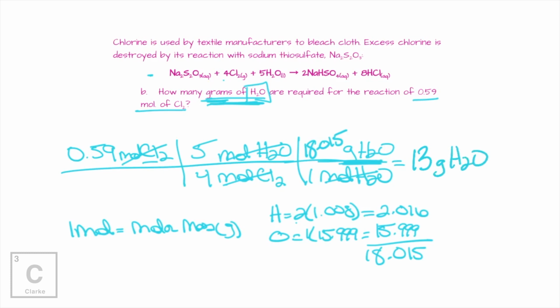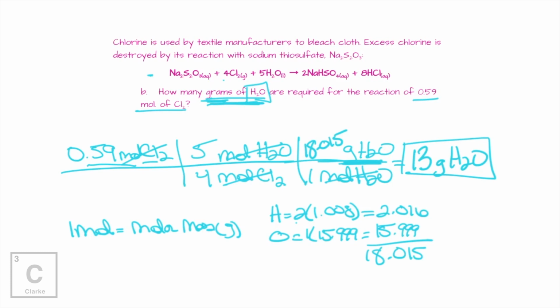I know when you have decimals in your calculator, you really feel like you need to write them. Always go by your sig figs though. 13 grams of water. If we need to react 0.59 moles of chlorine, it's going to require 13 grams of water to do so.